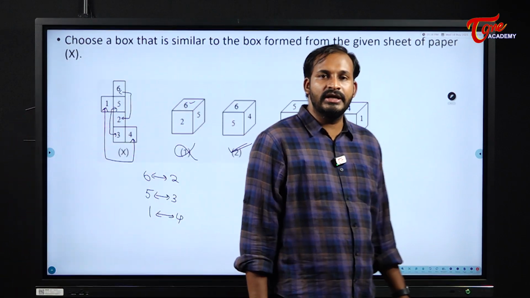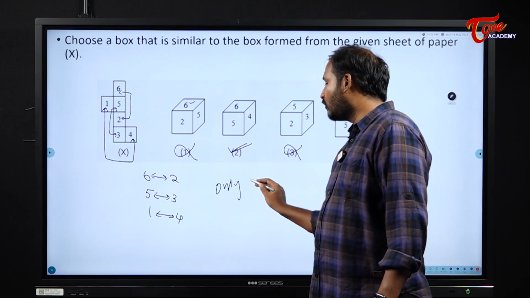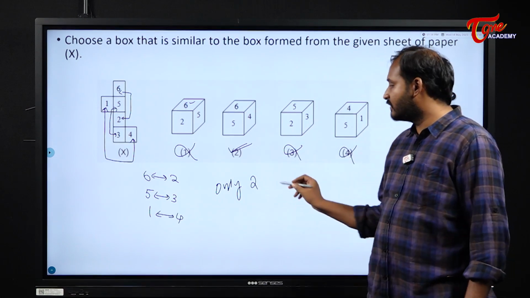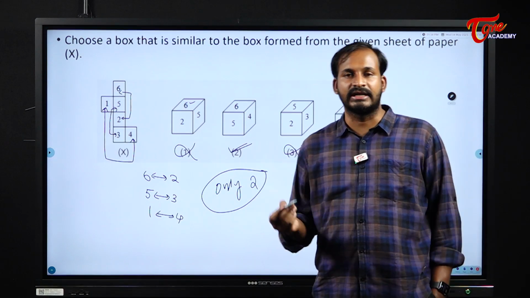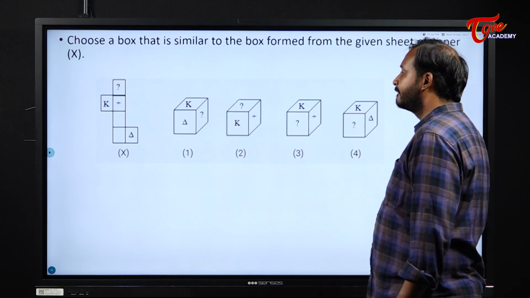See, usually students, what we will have is only 2 or 2 and 3. There may be multiple projections also. But in this case, we have only one answer, that is only 2. Only the second projection is the correct one. Next, we will see the next one.